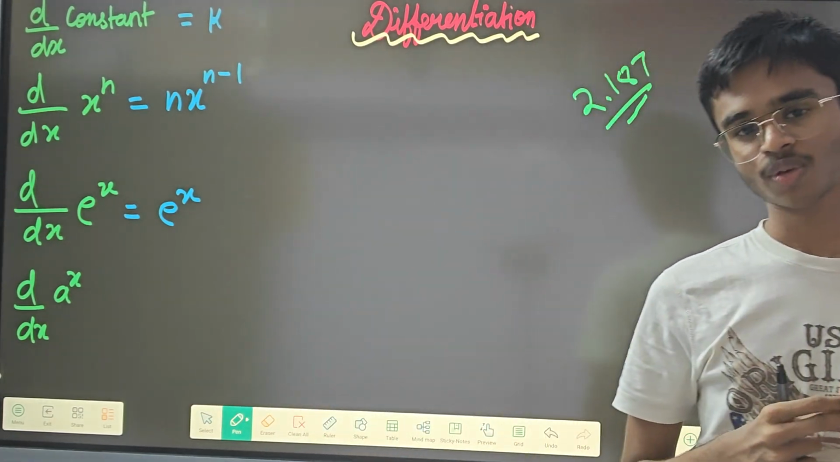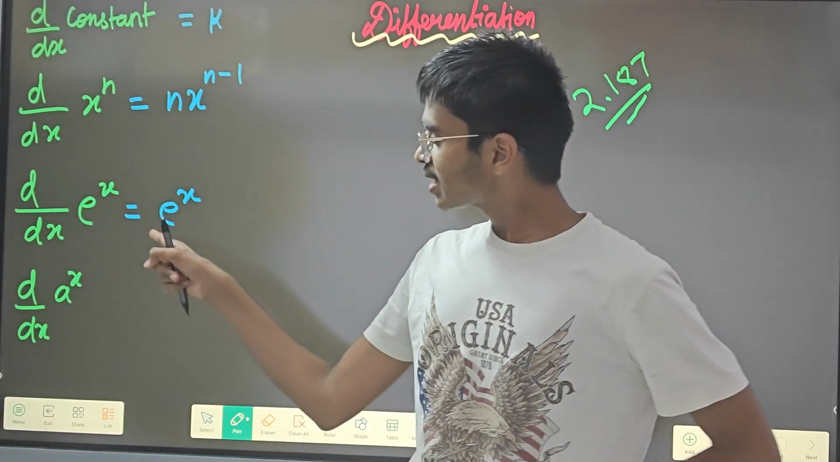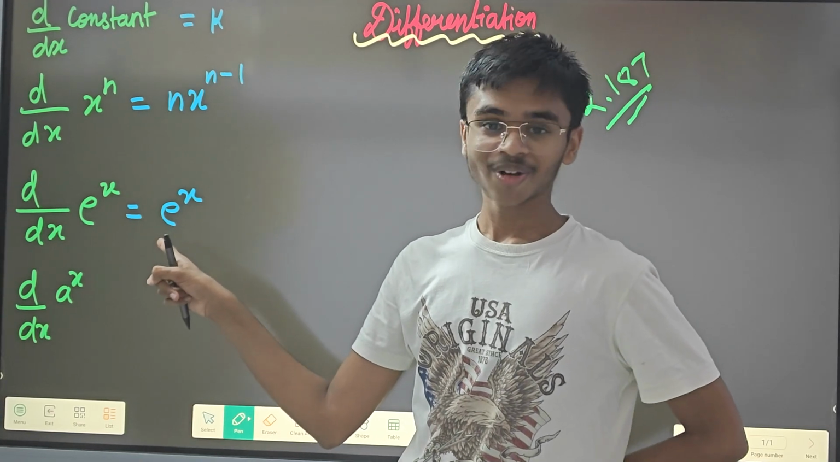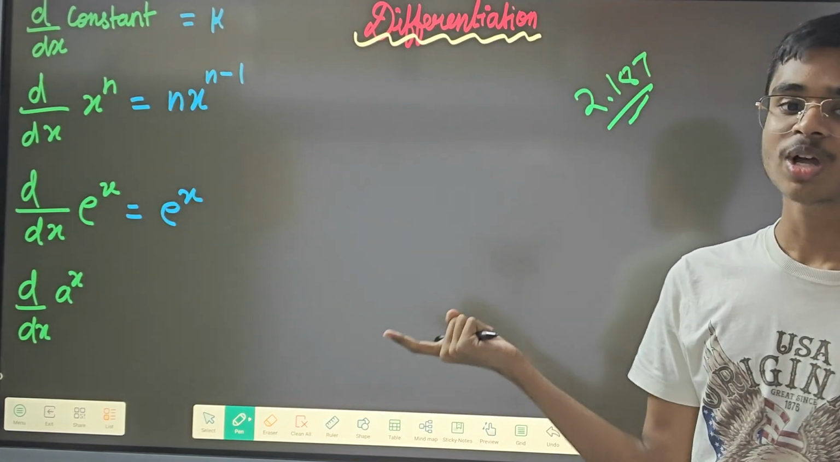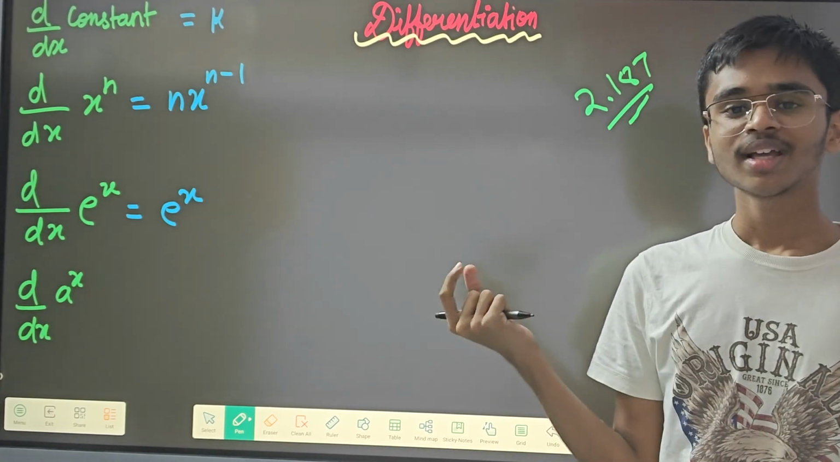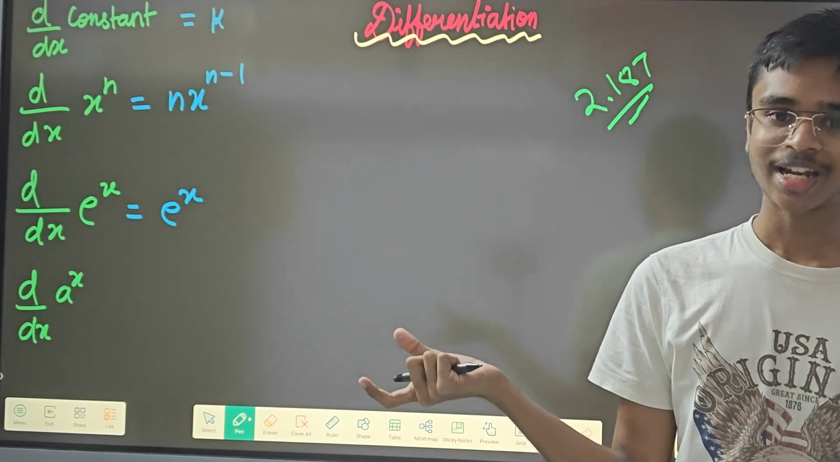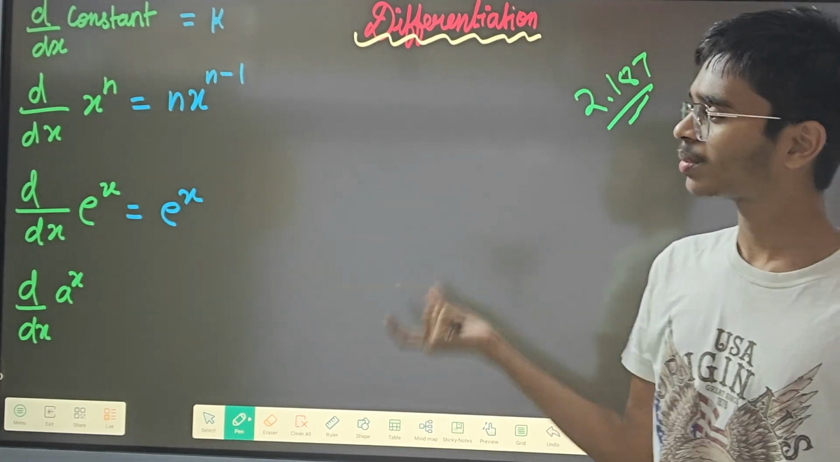Now you might ask me a question. This is a constant, right? Then how come its differentiation is not equal to 0? Well, the answer is, that is the speciality of e to the power of x.